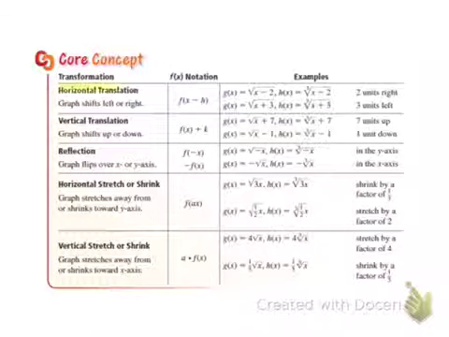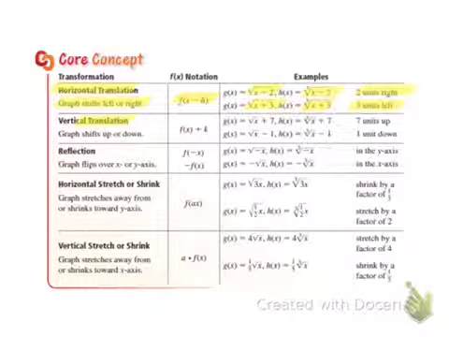So we have a horizontal translation. The graph shifts to the right or the left. It's f of x minus h. If I have, for example, inside x minus 2, it's 2 to the right. If I have x plus 3, it would be 3 to the left.